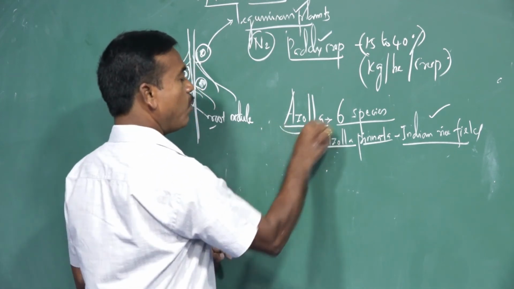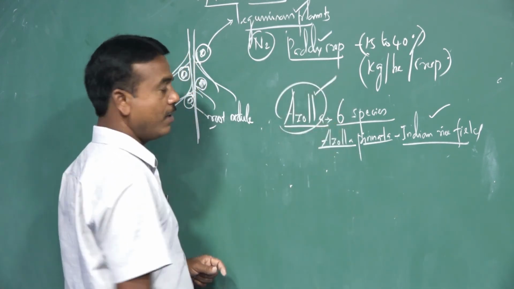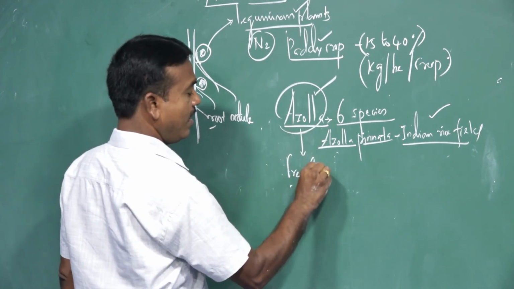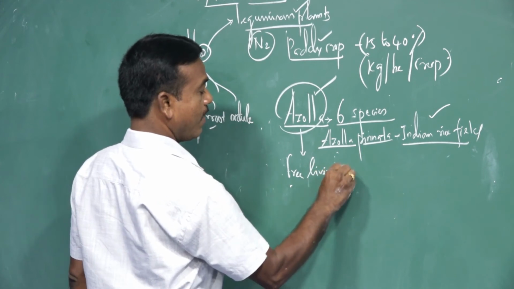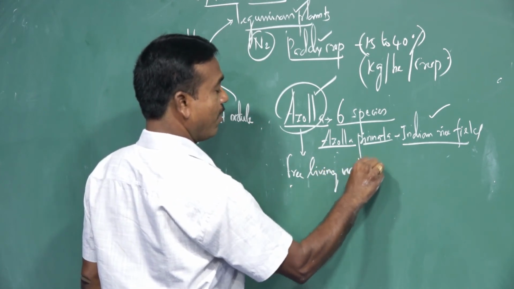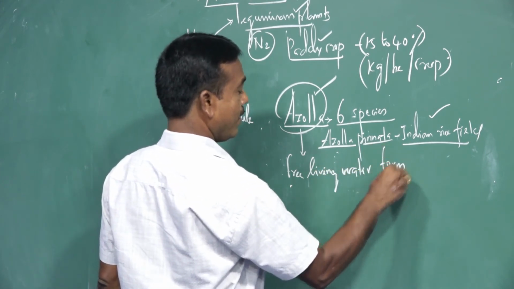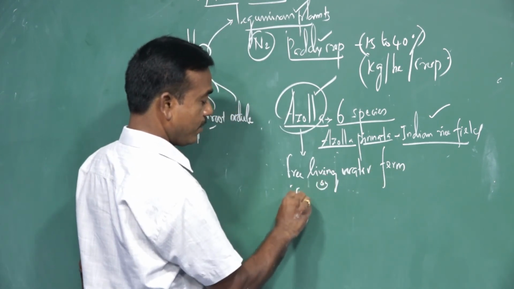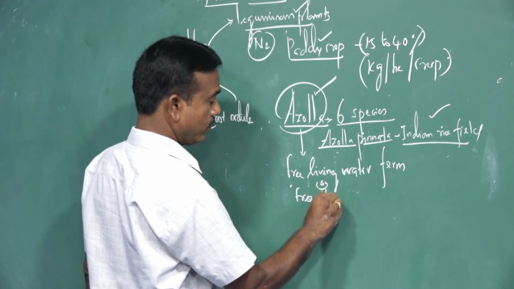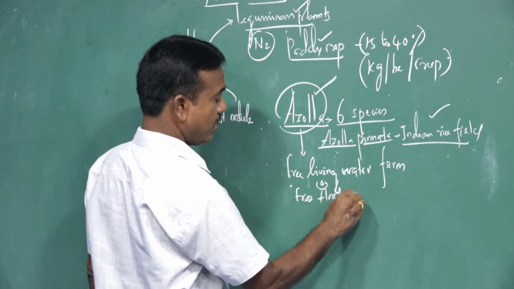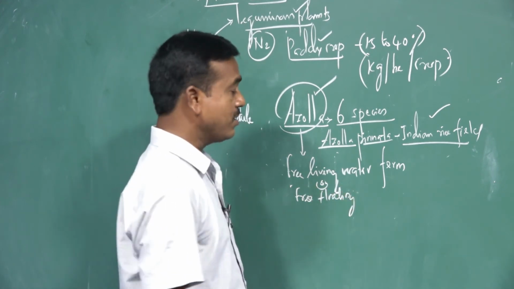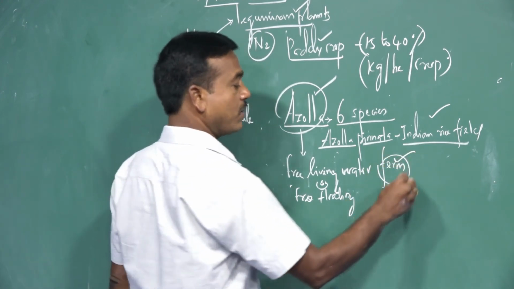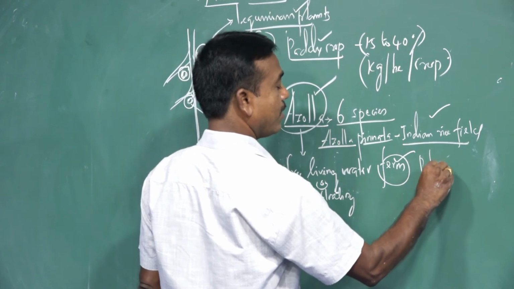Okay, now come to the point. What is commonly called Azolla? It is commonly called a free living water fern or free floating fern, because these float on the water surface. It comes under ferns, and ferns come under pteridophytes.